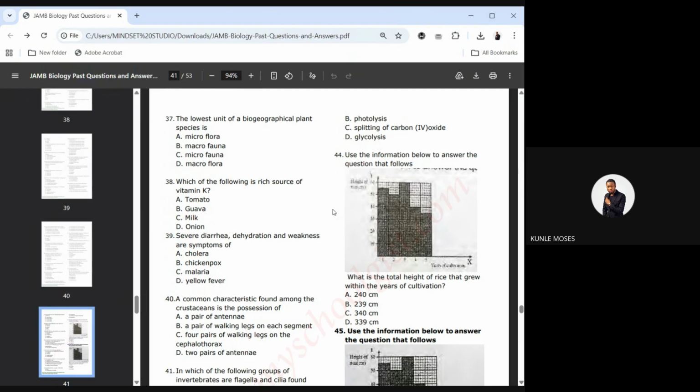The lowest unit of a biogeographical plant. That's microflora. The one that has features of vitamin K. Which of these plants has features of vitamin K? Tomatoes. Tomato, onion. Diarrhea, dehydration, and weakness are symptoms of what type of disease? That's cholera.